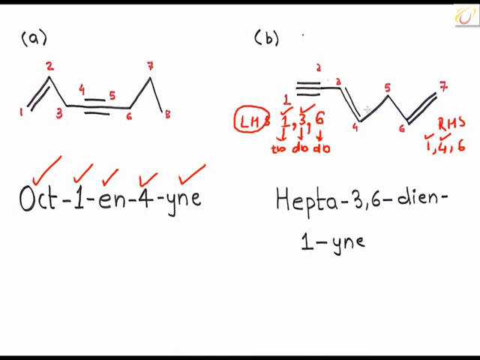Now, there are total 2 double bonds, so root plus A form should be used, and 1 triple bond. Root, there are total 7 carbons, so it must be hept plus A, hepta. What are the positions of double bonds? Double bonds are present between carbon 3 and 4 and 6 and 7. So the lower number is 3, 6. There are 2 double bonds. So di is added before en, dien. Last e is not written because it will be replaced with yne. And triple bond is present between carbon 1 and 2. So 1-YNE.